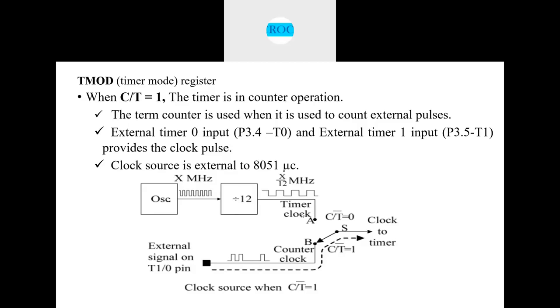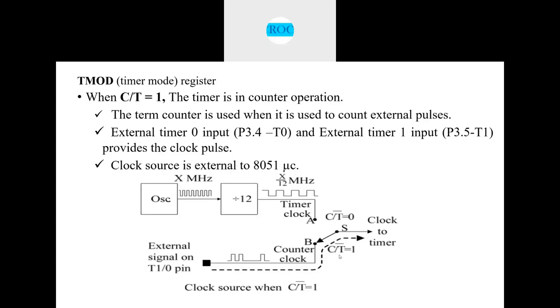When the C/T bit is equal to 1, the timer is in counter operation. The counter is used to count external events, external clock pulses, right? And from where do you get the external clock pulses? You get them from the external timer 1 input and external timer 0 input. This is T0 and T1 here. External clock sources are connected to these pins, and T0 is for timer 0, T1 is for timer 1.